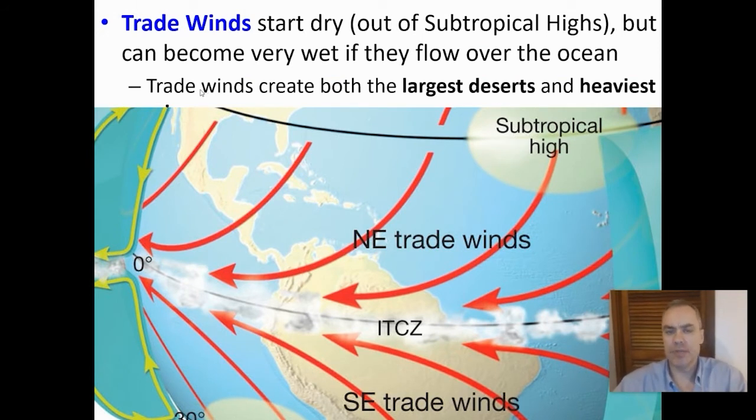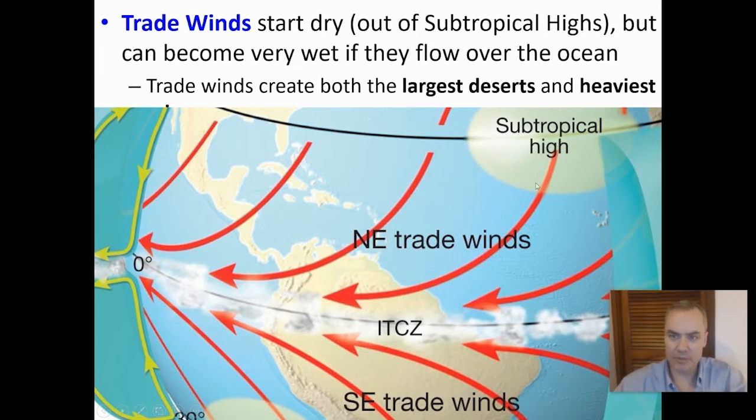So now here's something that might come up when you're looking at actual countries and trying to figure out how the trade winds affect their climate, because it can be confusing. The trade winds start out dry. They always start dry because they're shooting out of the subtropical highs, and the subtropical highs are just dry, cool, falling air. So they're always going to start dry because the subtropical highs are dry. But what happens to them depends on where they are, whether they stay dry or not.